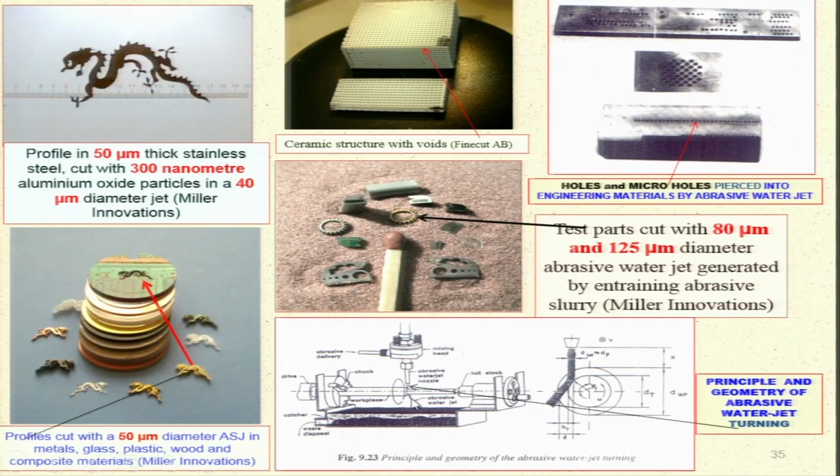This is the setup we have already seen, and this is used for abrasive water jet turning operation. Here the workpiece is rotating, the abrasive water jet is here, which is removing the material from the workpiece, and you can see the side view. This is the abrasive water jet and this is the workpiece surface, the circular surface from which material is being removed. So this is the principle and geometry of abrasive water jet turning operation.